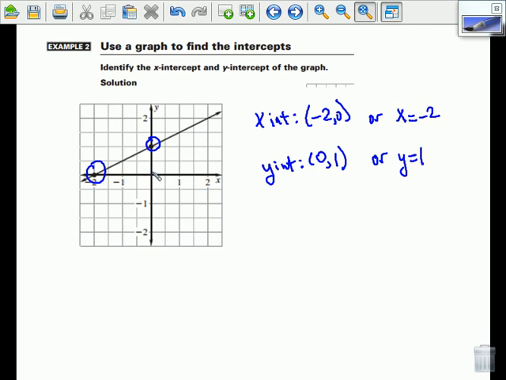Again, be careful, because I had the inclination, I wanted to go 0, 2, but then my eye caught the 2 up here, so you have to look at your scale.